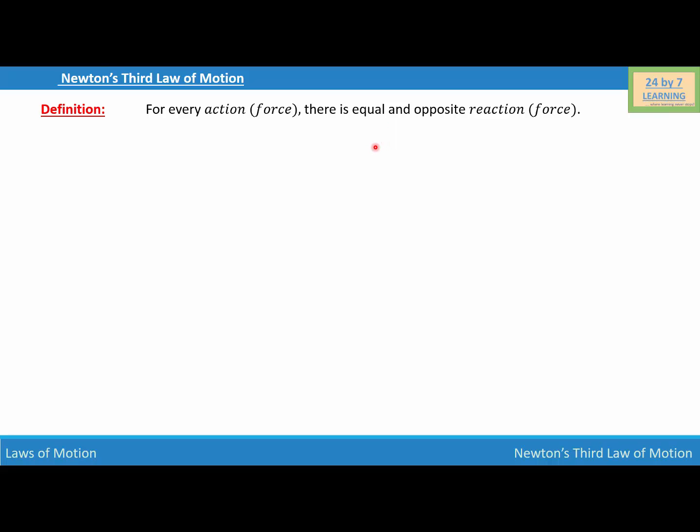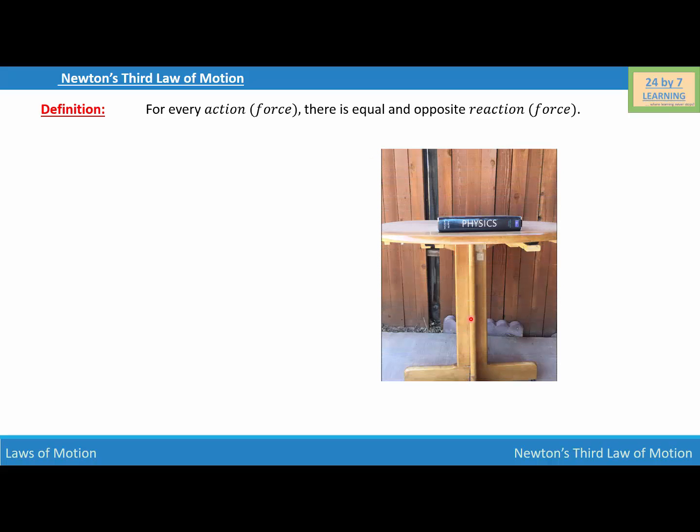Now, in order to explain this, I'm going to consider an example. So the example is, I have a picture right here where you can see that a physics book is placed on a table. Let's consider that the book is my object 1 and this table is my object 2.